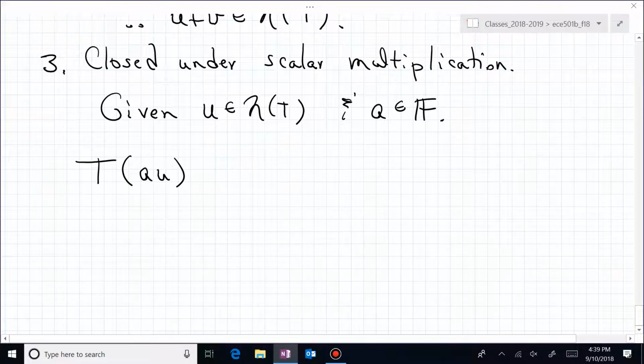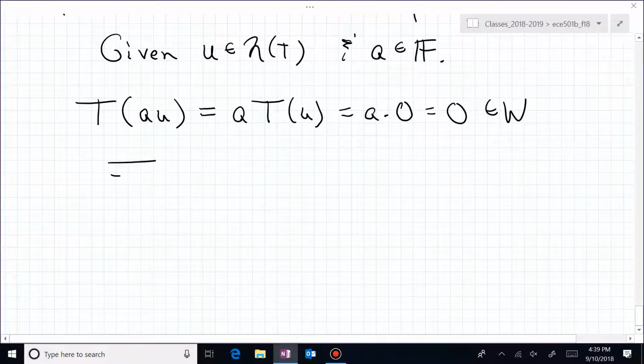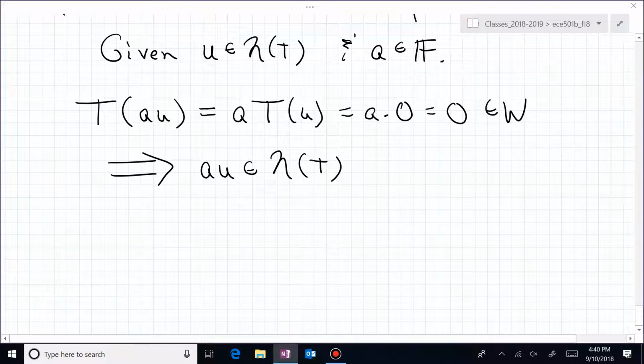Let's look at T of au, but this is a linear map, and that gives us the opportunity to use what? Homogeneity, which now I can say, oh, that's a times T of u. Now I know T of u was giving me 0 because that's where I picked u. This is now a times 0, which is 0, which was in the codomain W. And now if au, when operated on by T, gives you the 0 vector, you now know that au is also belonging to the null space of T.